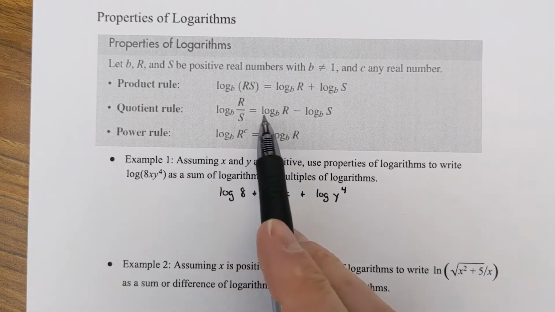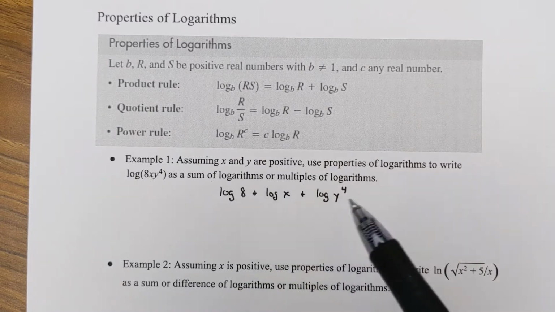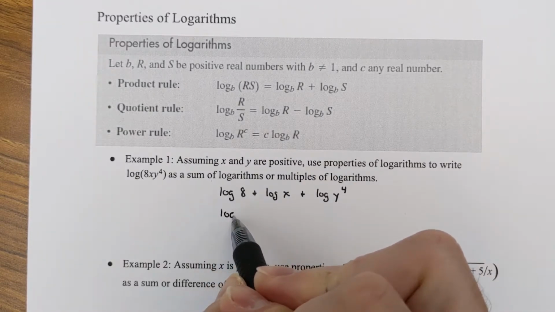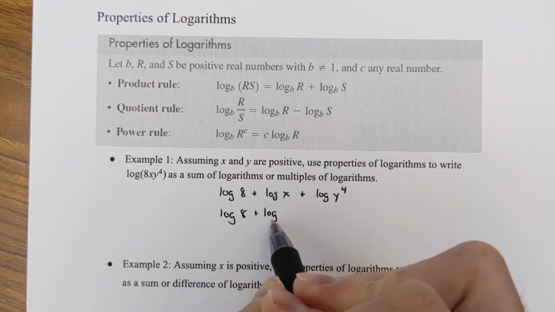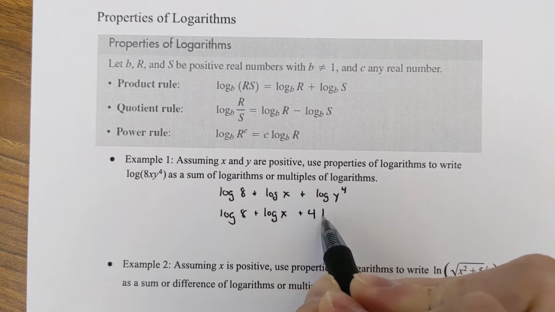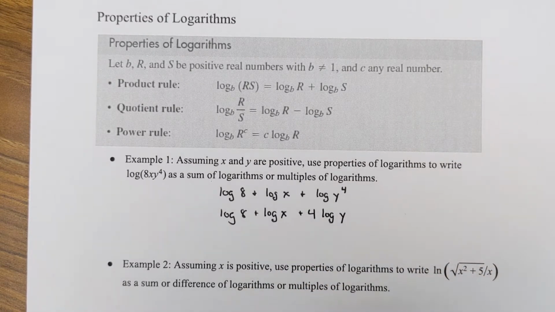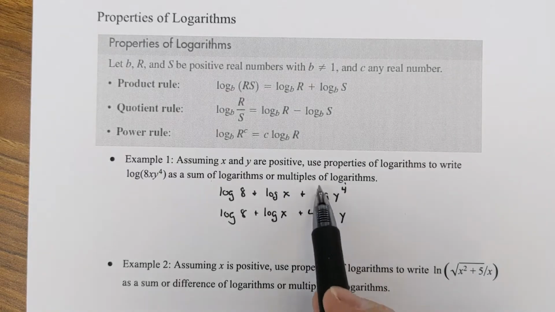Now there are no quotients, so I don't have to worry about that rule, but I do have an exponent, so I can use the power rule. So log of 8 plus the log of x plus 4 times the log of y. So the exponent comes out front, that's the rule.